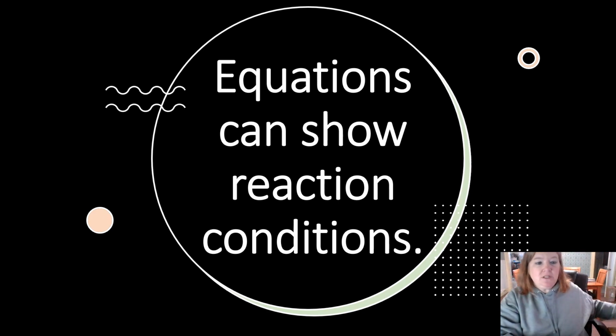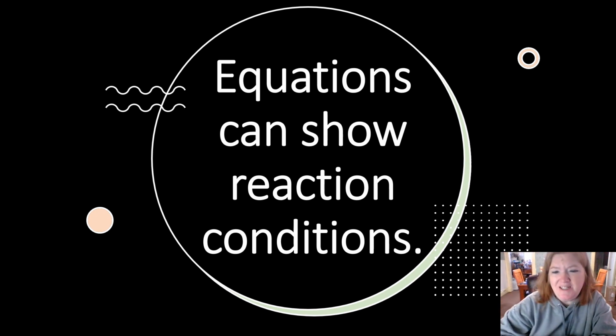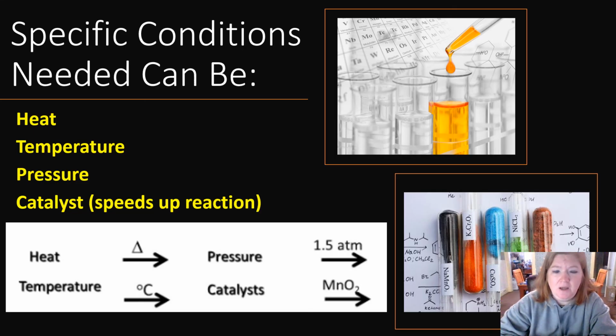Equations can also show some reaction conditions. What do I mean? Well, it can tell you that you need to add heat by simply putting a triangle. It can tell you a specific temperature, putting an exact temperature in Kelvin or Celsius. It can tell you a pressure, and it can tell you the name of a catalyst that is needed to speed up the reaction.